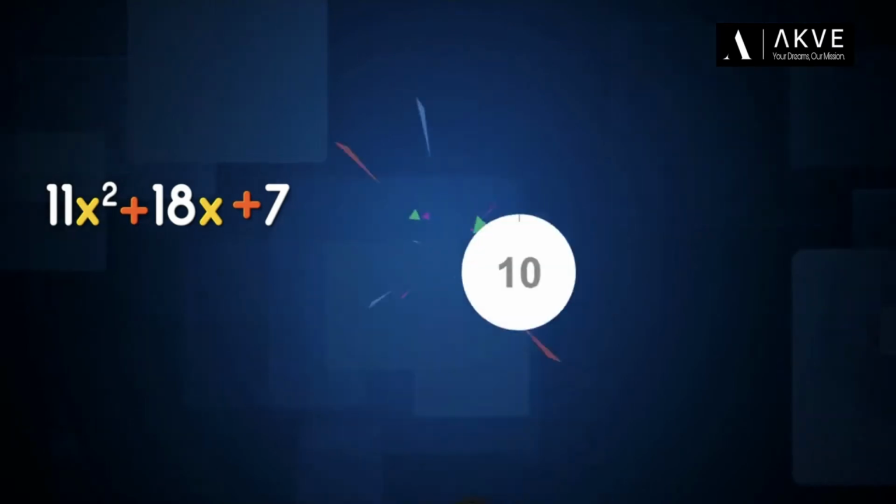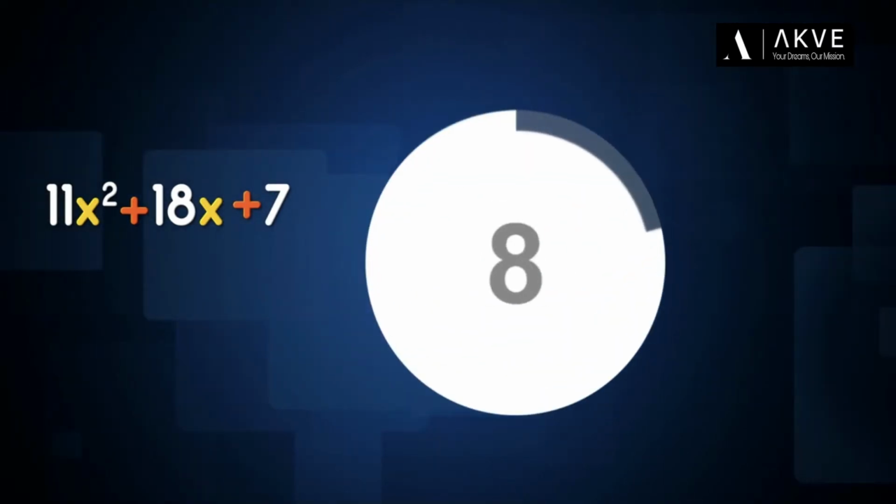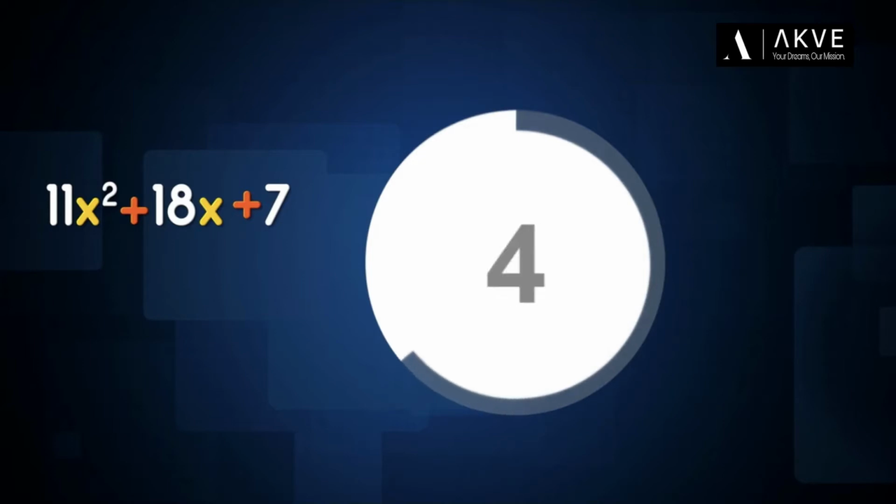Now, here is a quadratic polynomial 11x squared plus 18x plus 7. Now, you try to find its factors. You may pause your screen and do this. Hope you got the right answer. Let me solve it so that you can check your answer.